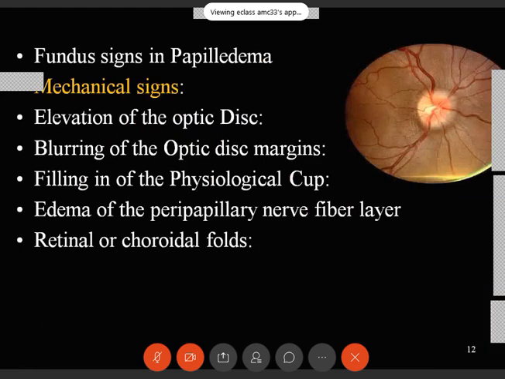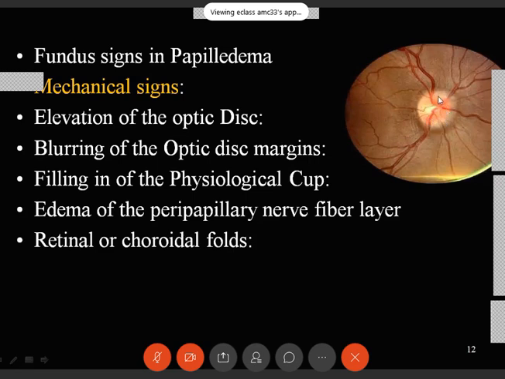Now the signs of papilledema. In papilledema the disc is elevated compared to the surrounding retina. Margins are blurred superiorly, inferiorly, and nasally. There is blurring of the disc margins. The disc is hyperemic, and a reddish hue is present.